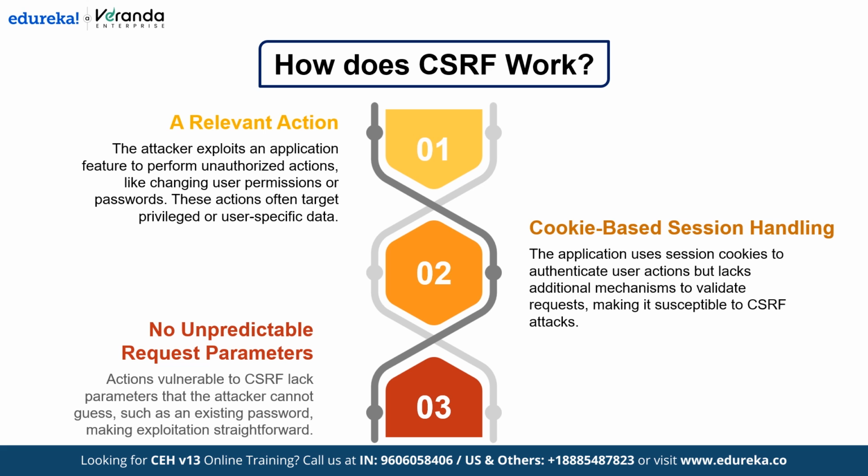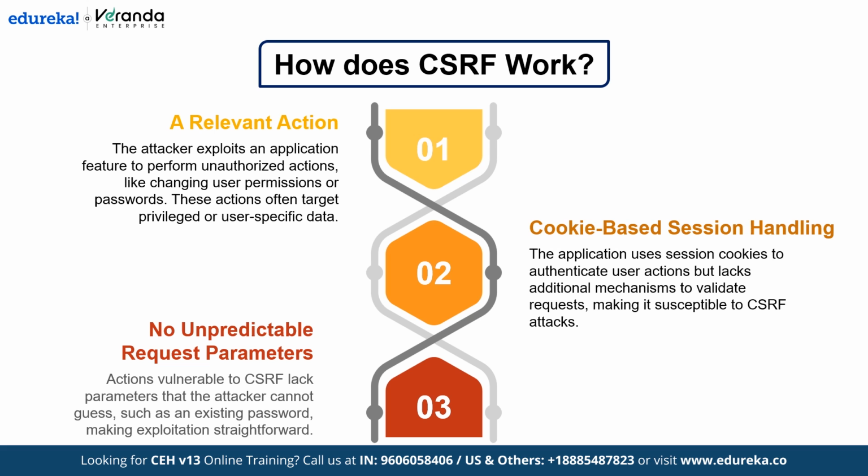Next comes no unpredictable request parameters. The requests that perform the action do not contain any parameters whose values the attacker cannot determine or guess. For example, when causing a user to change their password, the function is not vulnerable if an attacker needs to know the value of the existing password.